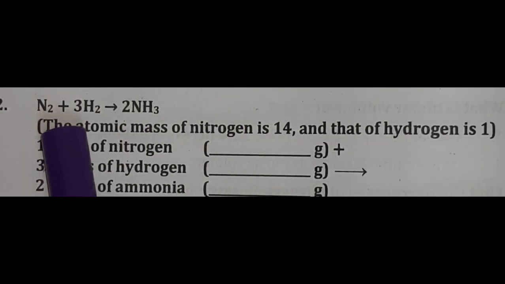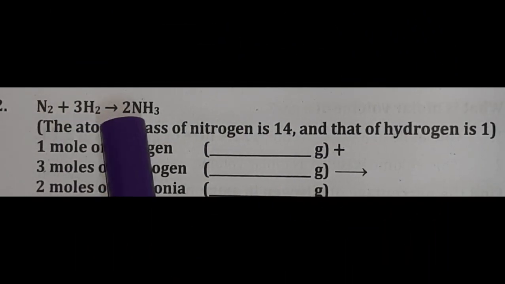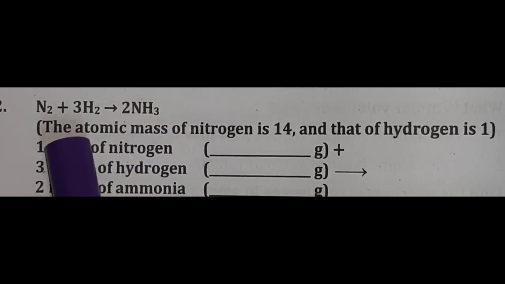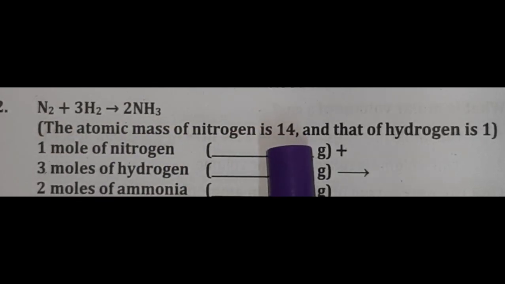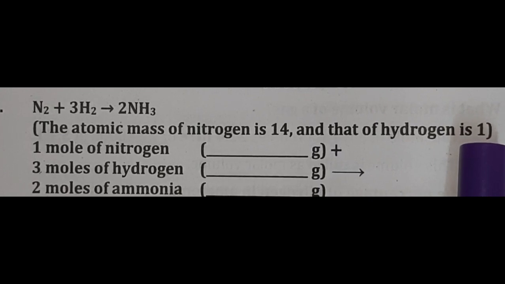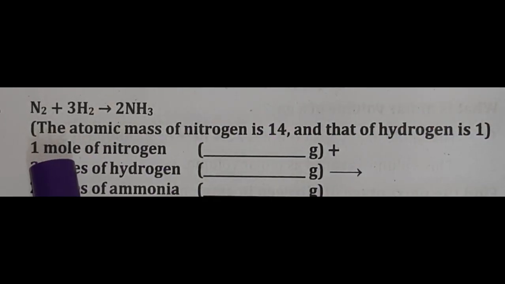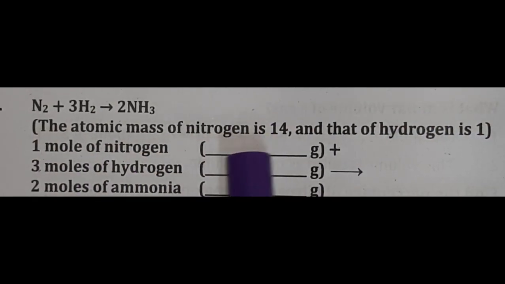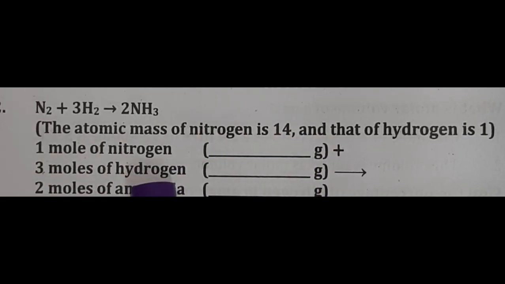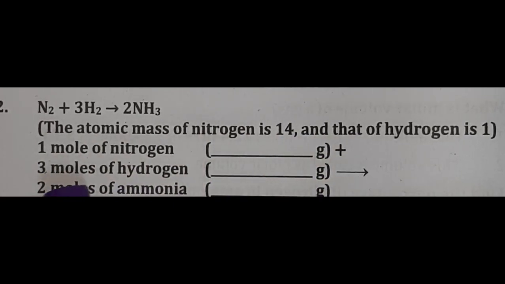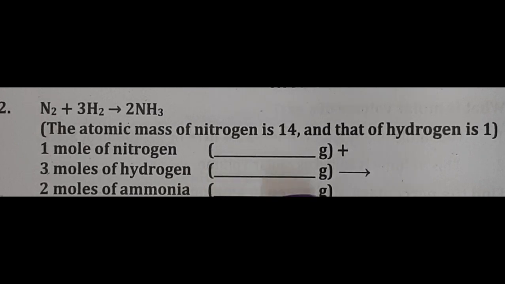The second question: nitrogen plus hydrogen gives 2 ammonia. The atomic mass of nitrogen is 14 and that of hydrogen is 1. They have asked what is the mass of 1 mole of nitrogen in gram, 3 moles of nitrogen in gram, and 2 moles of ammonia in gram.